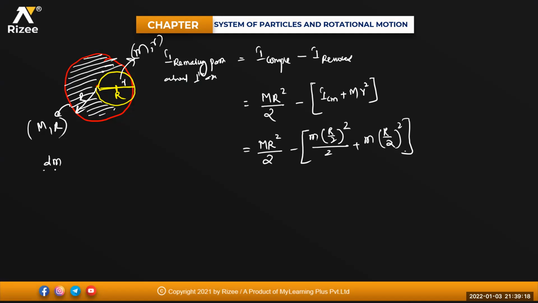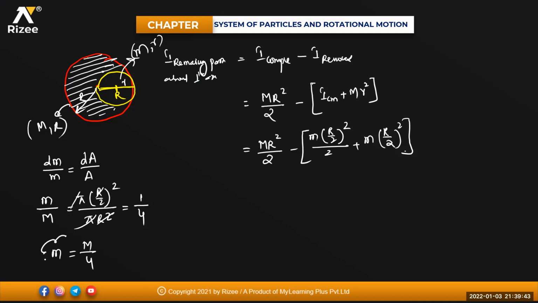Cut mass by your original mass. As it is a two-dimensional body, cut area by original area. Cut mass is small m. Original mass is capital M. Cut area will be equal to how much, beta? Pi into (R by 2) whole square. Original area will be equal to pi into R square. Pi and pi get cancelled. R square and R square will get cancelled. So this will become for me 1 by 4. That means small m will become capital M divided by 4.